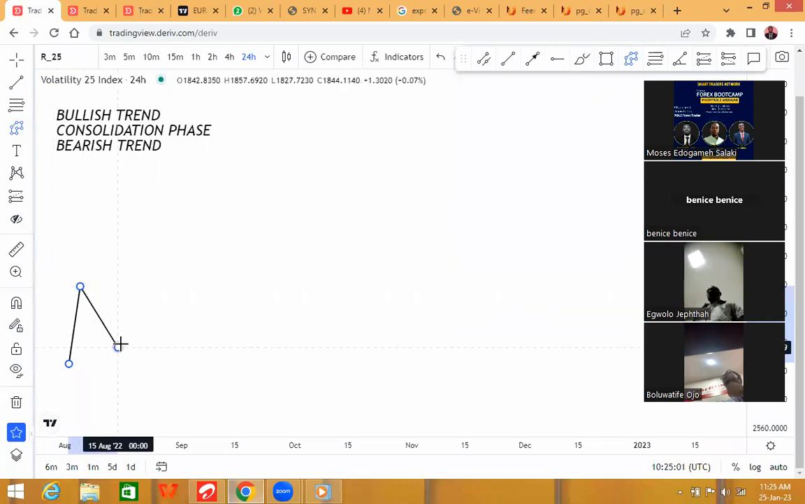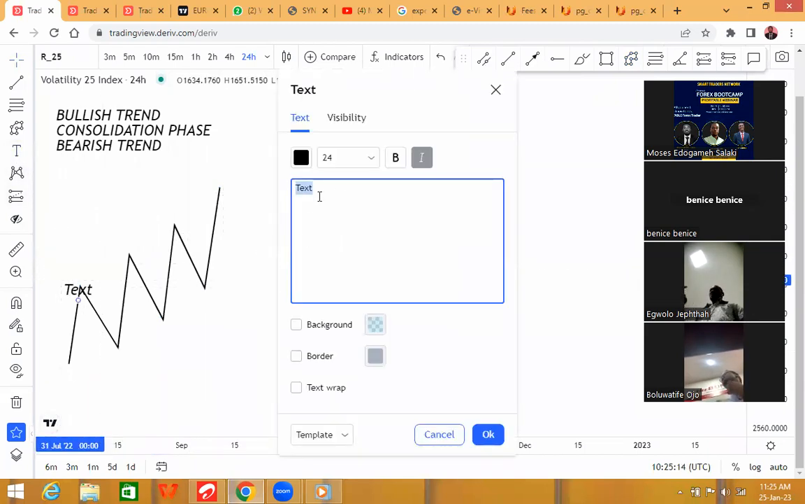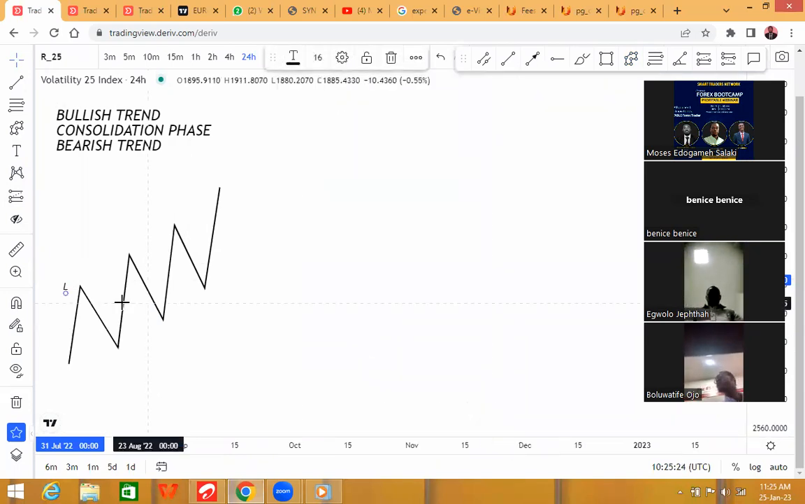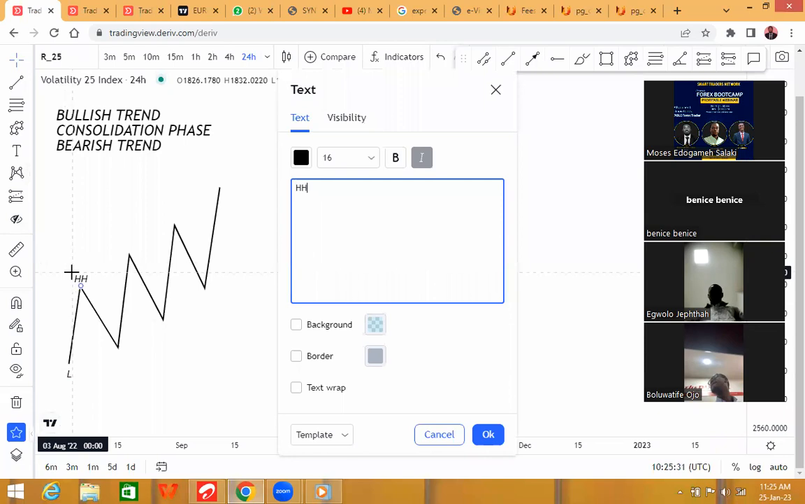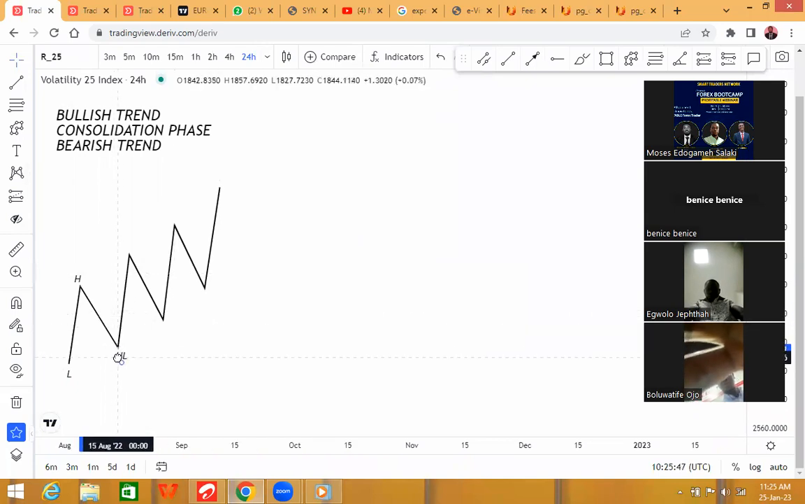We're going to write. The market is making a series of higher highs and higher lows. This is an example of a bullish trend. The market is giving you a series of higher highs. This is a low. Price starts from a low. And then price comes and gives you a high. Let me start from a high. And then price comes and gives you a higher low. I want to be as practical as possible.